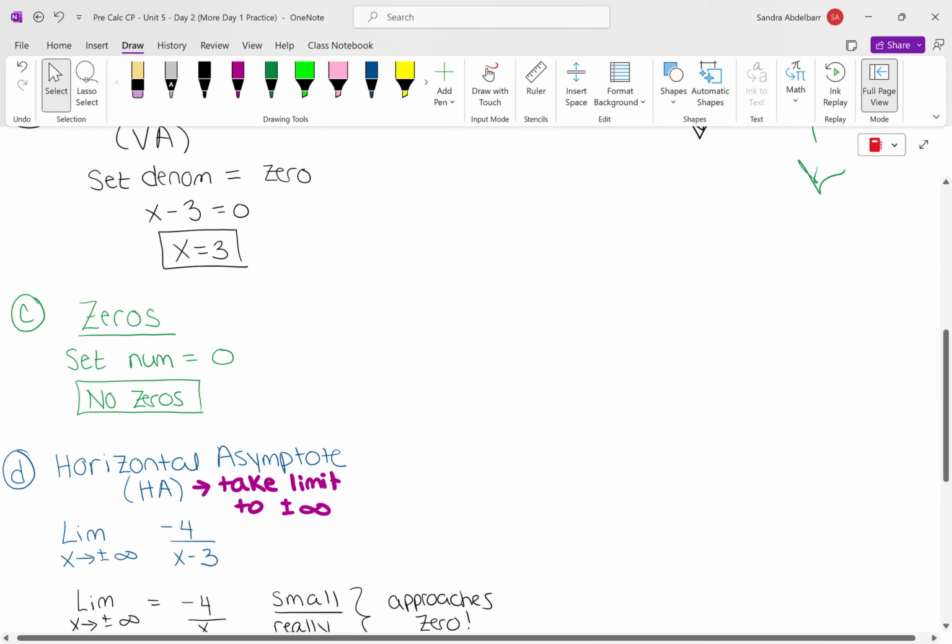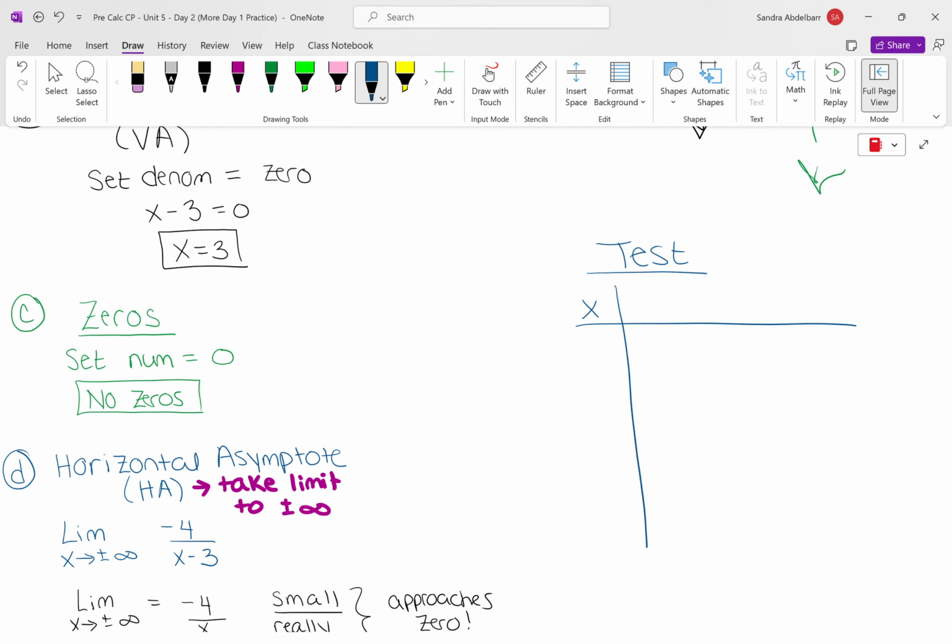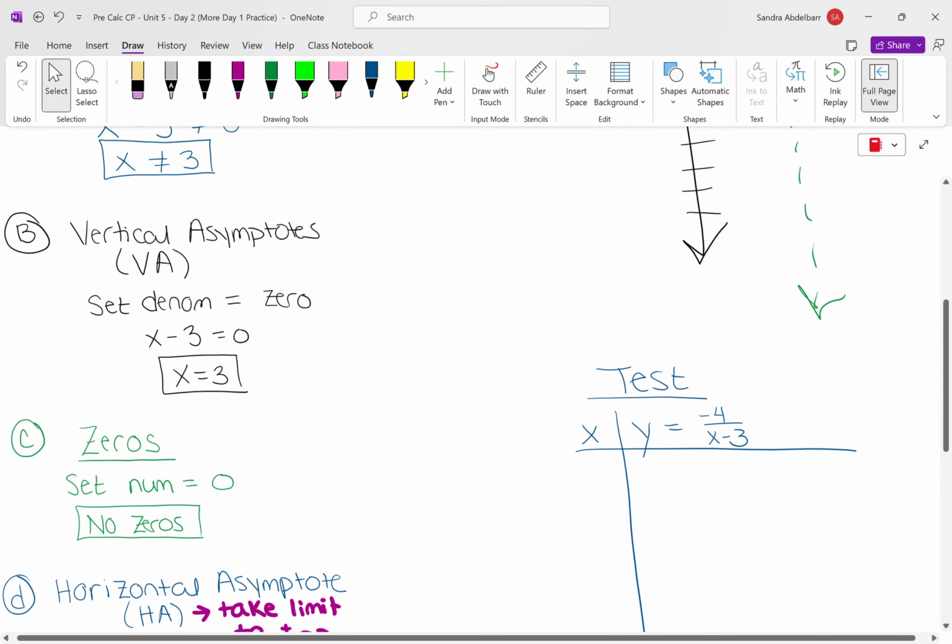So now I'm going to pick points to test. And y will equal -4 over x minus 3. I put in our original function.